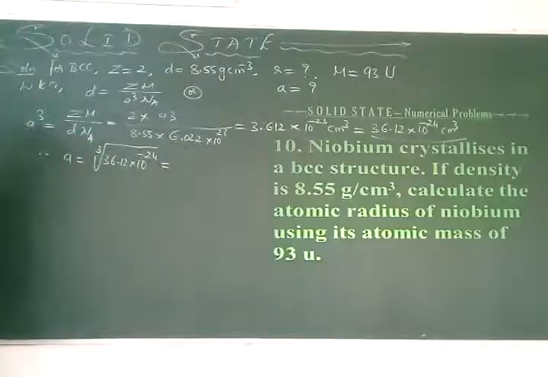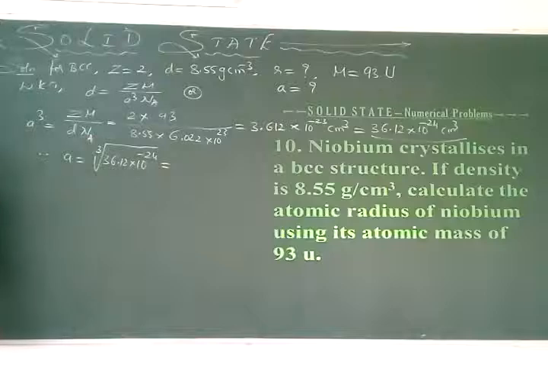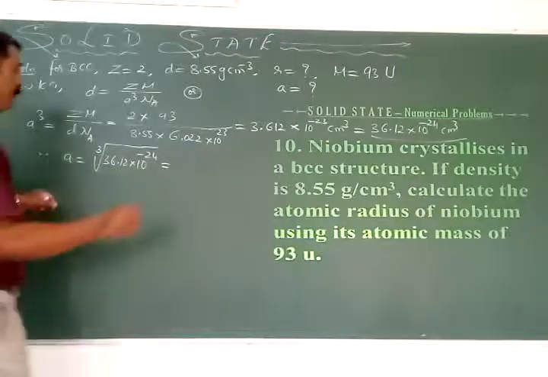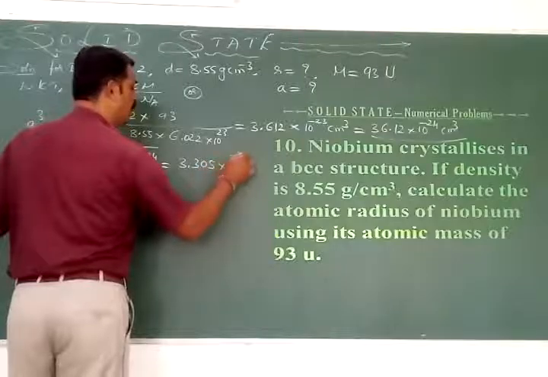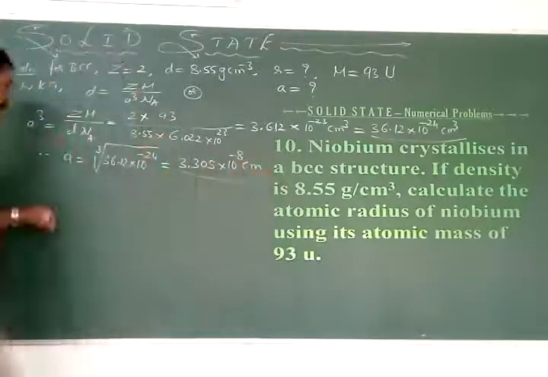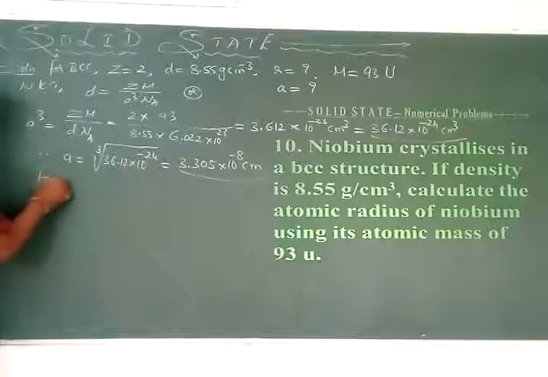Okay, so that is your work, to get the value of A. On simplification, the value of A is 3.305 into 10 to the power of minus 8 in terms of centimeter.